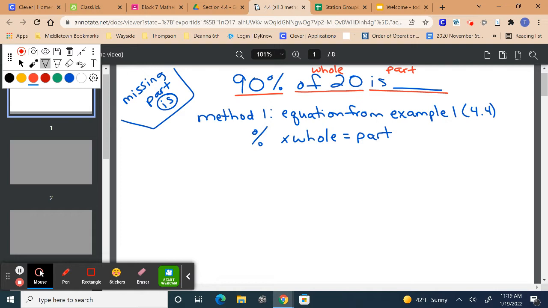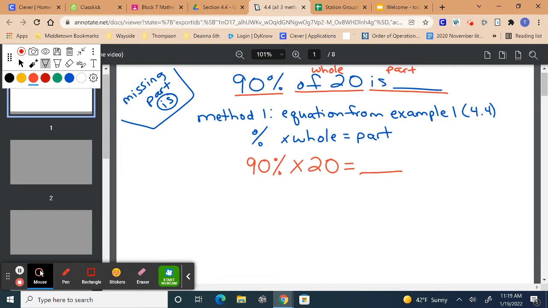And all you're going to do is substitute. So we know our percent is 90%. We're going to times it by our whole, which is times 20. That's our whole, equals. And then we don't know our part, so we're just going to draw a line, or you can write an X.